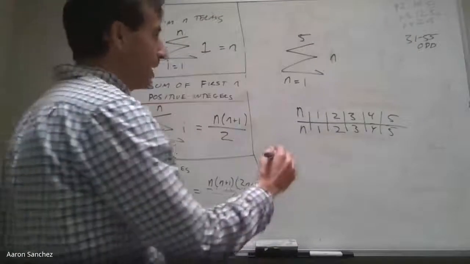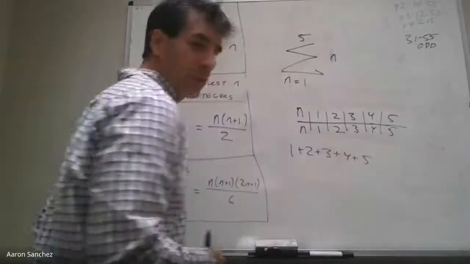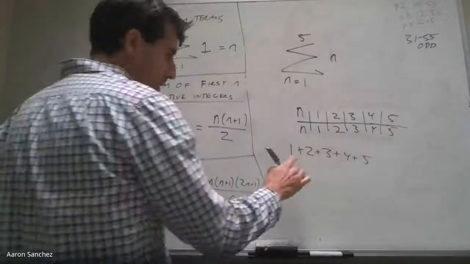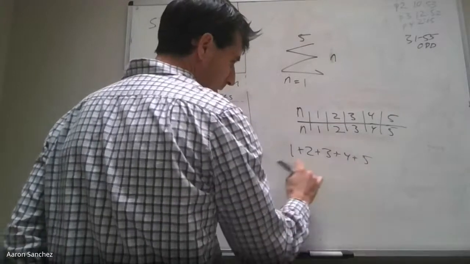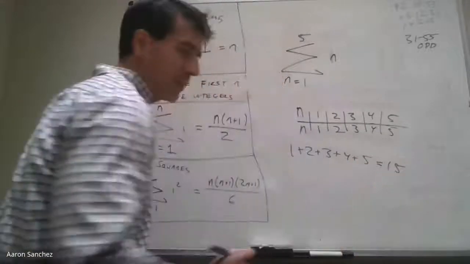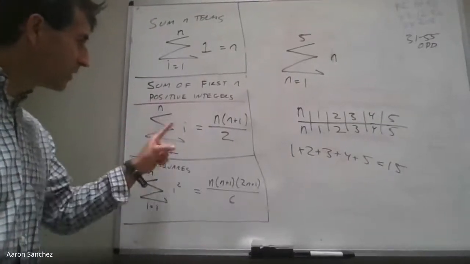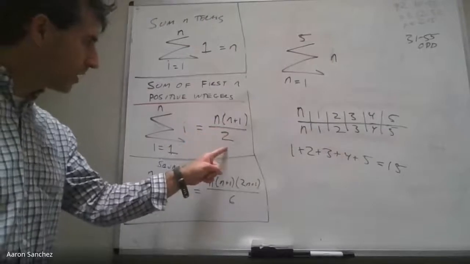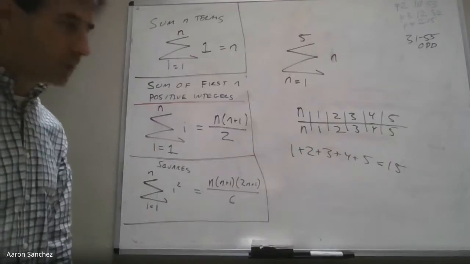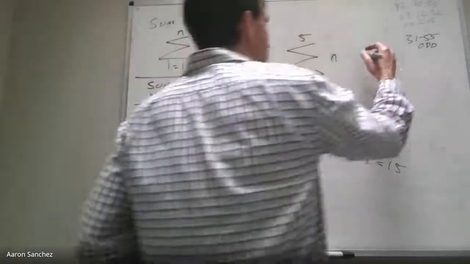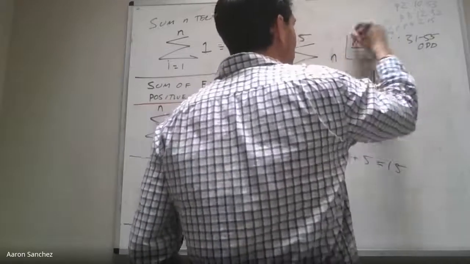So the sigma tells me I add them up. 1 plus 2 plus 3 plus 4 plus 5. Look at all this work that I'm doing here to solve this. 3, 6, 10, 15. Add it up, I get 15. What this tells me, instead of doing all of that, I just go n times n plus 1 divided by 2, and I should get my answer.